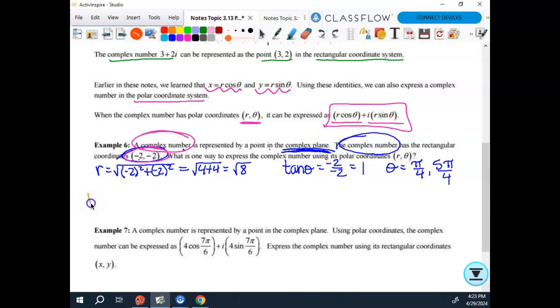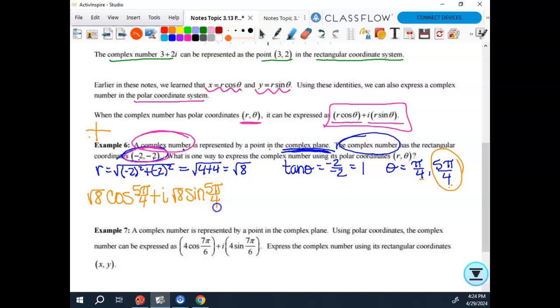R, which is the square root of 8, times the cosine of, okay, so I got two angles over here, and I said they were going to give me the same thing. They do for tangent, but I need to decide which of these two angles I actually want. If I was to plot this point here, I'd go to -2, -2, I end up in the third quadrant, so I need to use this angle. So it's the cosine of 5 pi fourths plus i times r, which is the square root of 8, times the sine of 5 pi fourths.